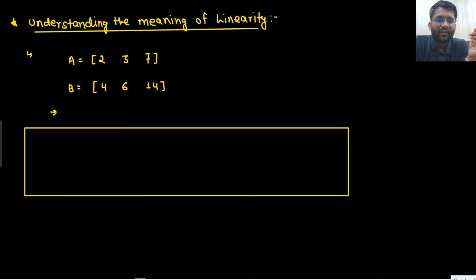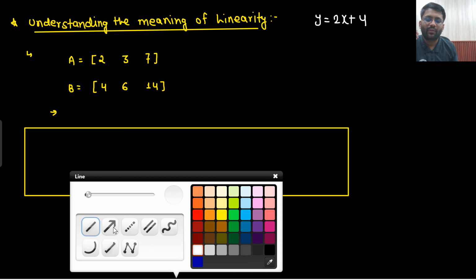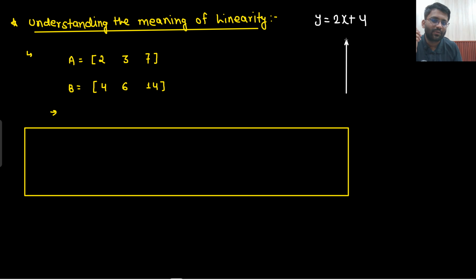Before starting determinant, I want you to study a concept called the concept of linearity. What is the meaning of linearity? Linearly independent matrix, linearly dependent matrix. This is the most important concept of this whole chapter. The whole chapter is based on this concept only, the concept of linearity. What is the meaning of linearity? So, have you studied this kind of equation? y equals 2x plus 4. These kinds of equations you might have studied. What was the graph of this kind of equation? y equals 2x plus 4.